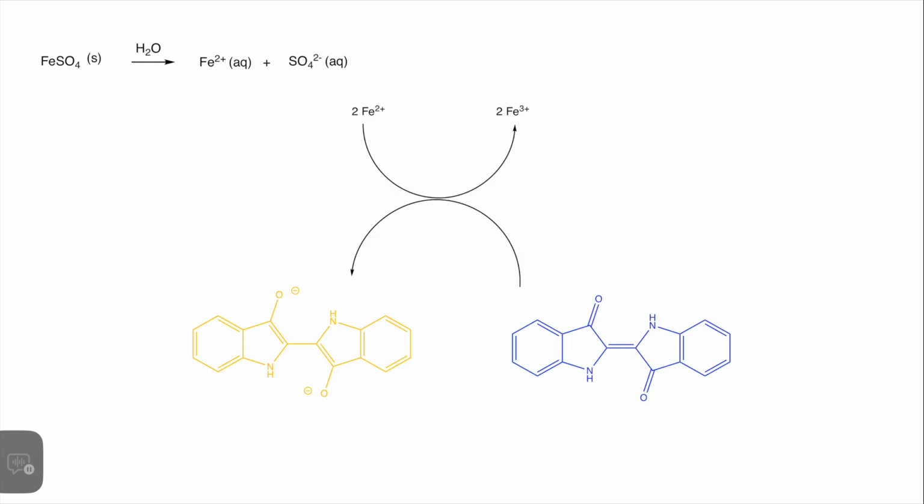So when we react iron(II) with indigo, you're going to have two iron(II) ions, each of which will transfer a single electron to an indigo molecule. And we're going to have two Fe3+ ions left over. So those iron ions have been oxidized, their positive charge gets bigger, whereas our indigo is going to receive two electrons from the iron ions, and then it is going to become the leuco form, which has two negative charges coming from the two extra electrons. So that's our first type of alternative vat.